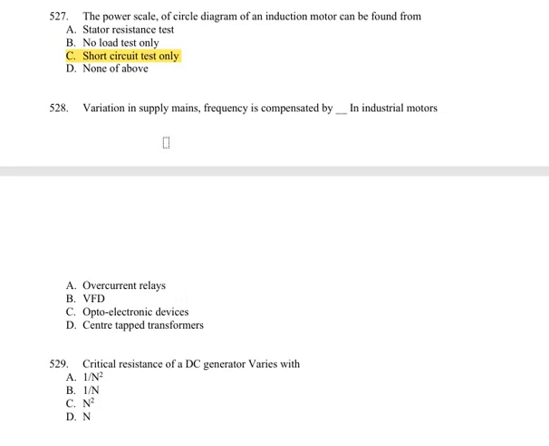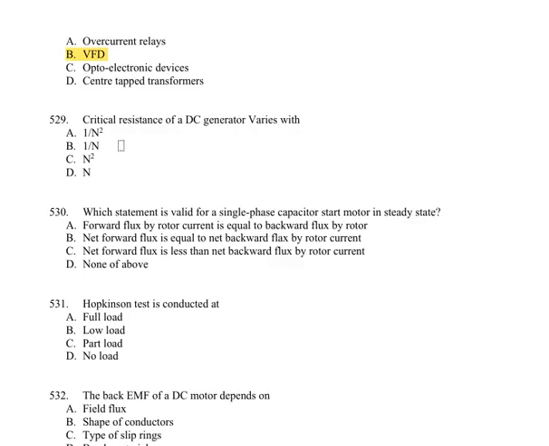Variation in supply frequency is compensated by a VFD in industrial motors. Critical resistance of a DC generator varies with speed. Which statement is valid for a single phase capacitor start motor in steady state? Net forward flux is equal to net backward flux by rotor current.